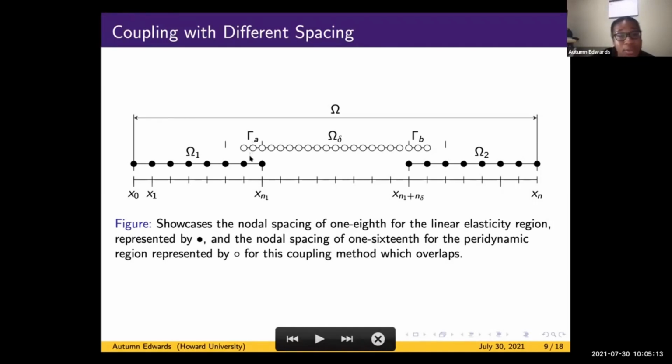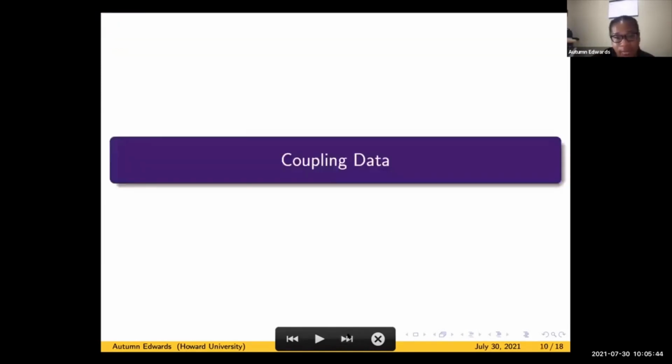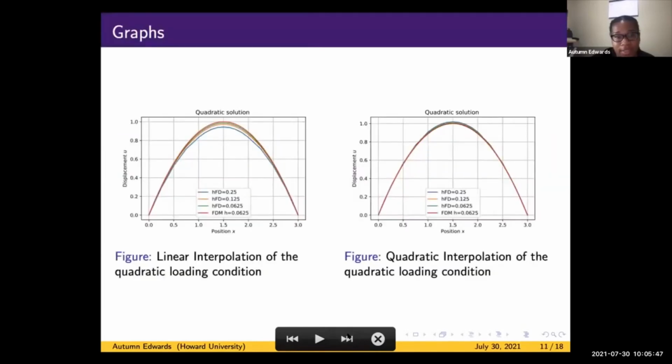And we were also experimenting with the nodal spacing. So right here, we have a nodal spacing of 1/8 in our linear elasticity region, and nodal spacing of 1/16 in our peridynamic region. But we also have different diagrams where we had a nodal spacing of maybe 1/16 here, and a region of maybe 1/32 here. So we just did a lot of experimenting with different regions and also different methods for interpolation, whether that be linear or quadratic.